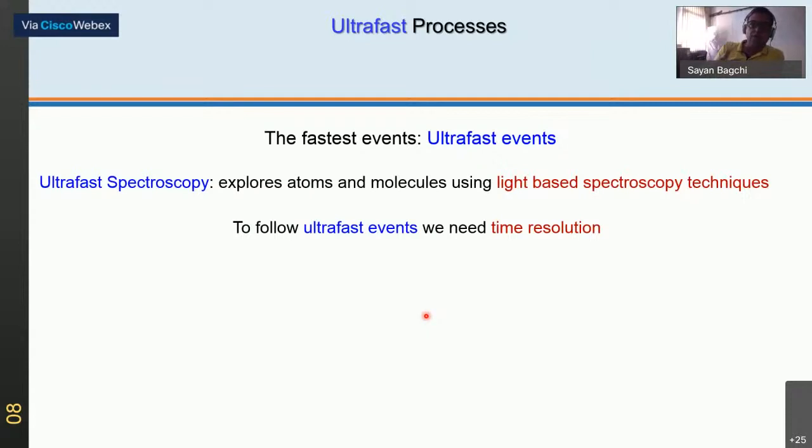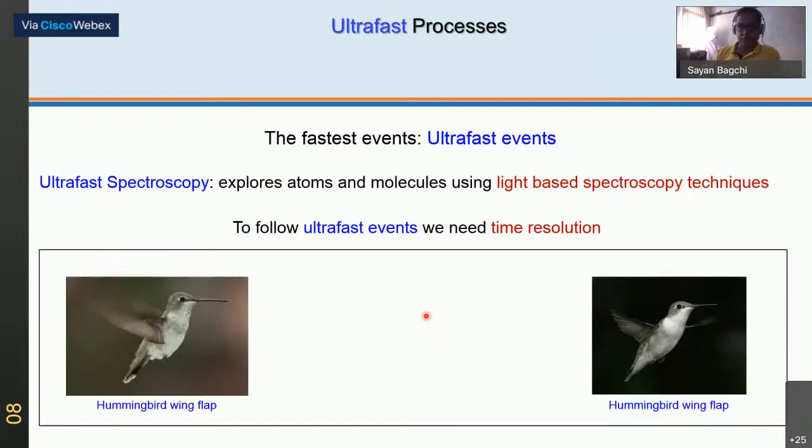And this ultra-fast spectroscopy, of which 2DIR is an example, there are other kinds of spectroscopy other than 2DIR which are also ultra-fast. This spectroscopy explores atoms and molecules using light-based techniques, involves multiple light-matter interactions, and to follow these ultra-fast events, we need time resolution. So what do I mean by time resolution?